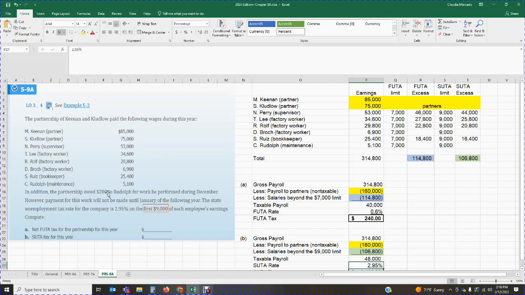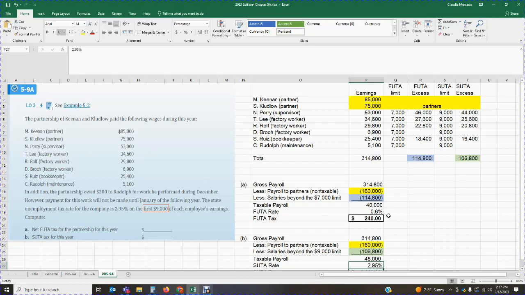Now, there's this issue with these $200. The important thing here is to remember that we owe $200 to Rudolph for the work he performed, but we don't pay any taxes until we actually submit payment to the employee. It says payment for the work will not be made until January. So in January when we make the payment, then we will pay our FUTA and SUTA taxes. So even though we owe, we do not record the amount in our books until the actual wages have been paid.